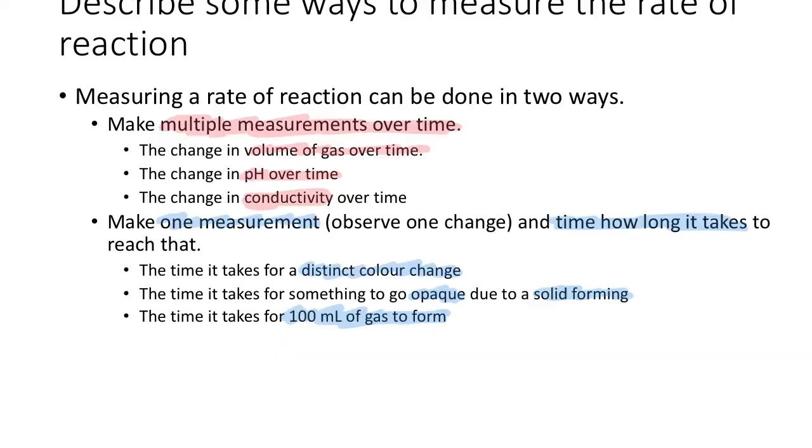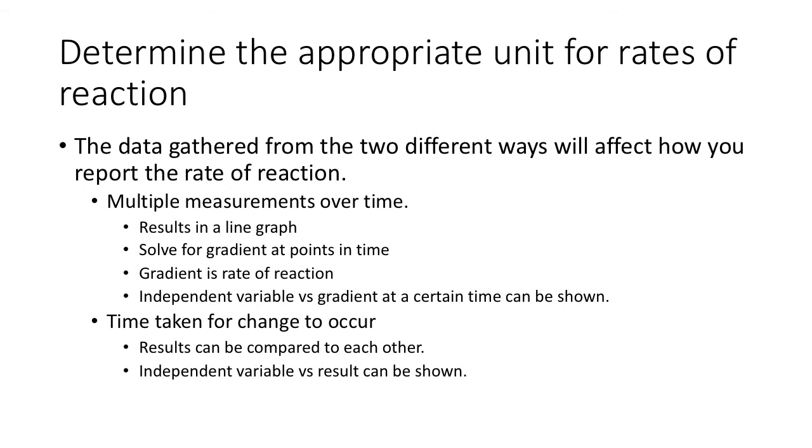Okay, so now we're going to look at the units for rates of reaction. The data gathered will affect how you report it, not only the unit, but also the way that you show it. The appropriate units will depend on what you're measuring. So maybe you're measuring the amount of gas produced, so that might be mils or liters per minute or per second, or it might be grams gained or lost, things like that. Alternatively, it could be color change, so the unit might just be seconds, because it would be the time taken for a color change to occur.